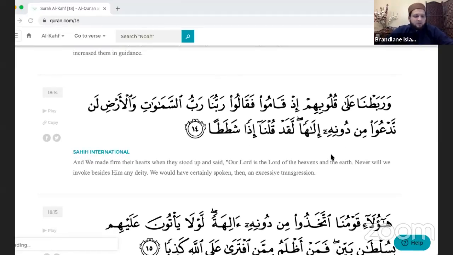Mahad, you can do the... Abdurrahman, go ahead and do the Arabic, and then Mahad will do the translation. From which ayah to which? Ayah number 14.